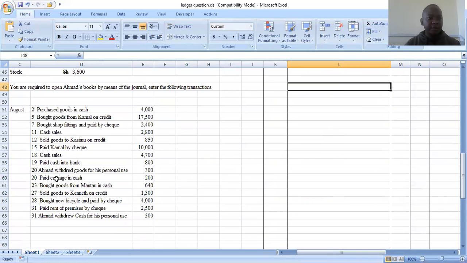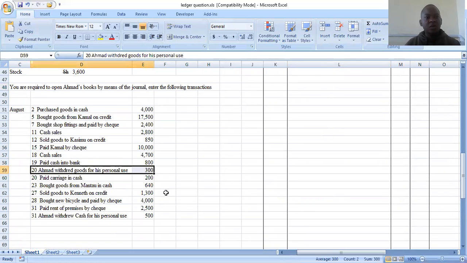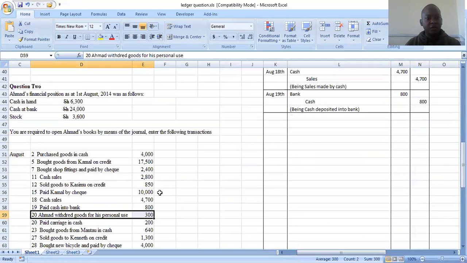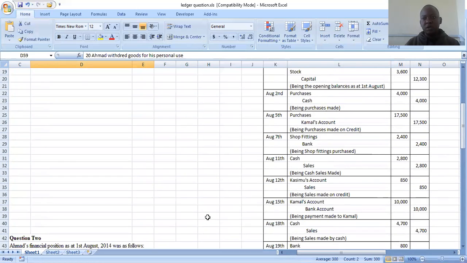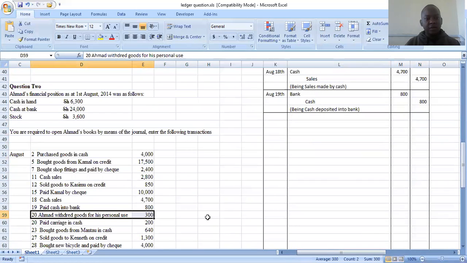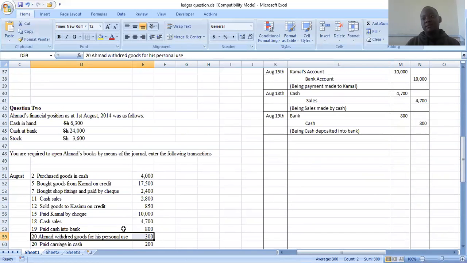So then move on to the other transaction on 20th of August. Ahmad withdrew goods for his personal use. So the two accounts here are drawings and purchases. In this case, Ahmad took out goods for his personal use. Maybe he had a kiosk, so he went and took flour and sugar, took them home to cook and eat with his family. So in that case, he has withdrawn.